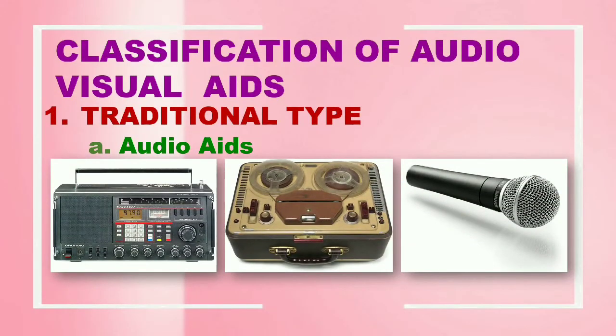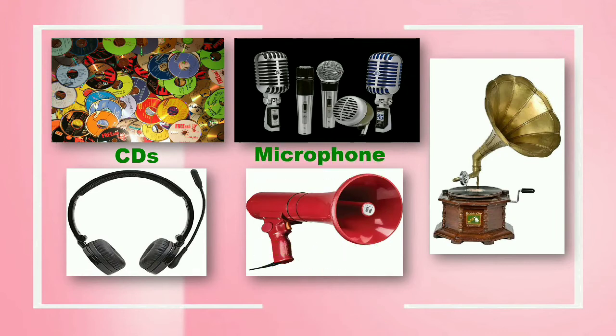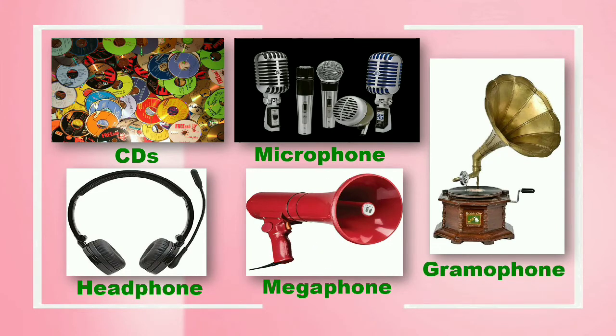Well, now, let's continue with the classification of audiovisual aids. First, traditional type. This type includes audio aids, visual aids, and audio-visual aids. Audio aids involve the sense of hearing. Please notice the examples I have here. Radio, tape recorder, and mic. CDs, microphone, headphone, megaphone, and gramophone.